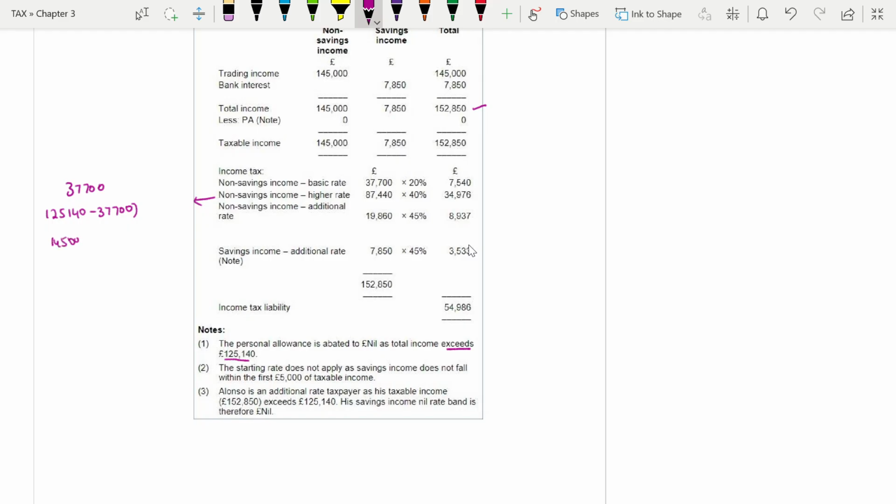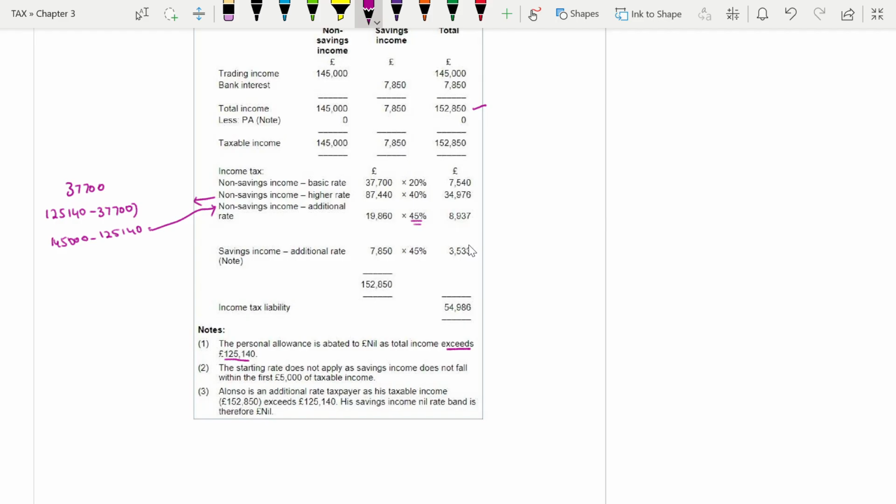145 minus 125,140 comes to how much? 19,860. Fine. The basic rate is at 20%, the higher rate at 40%, and the additional rate is at 45%. Since he is in the additional rate bracket, the extreme is the additional rate.